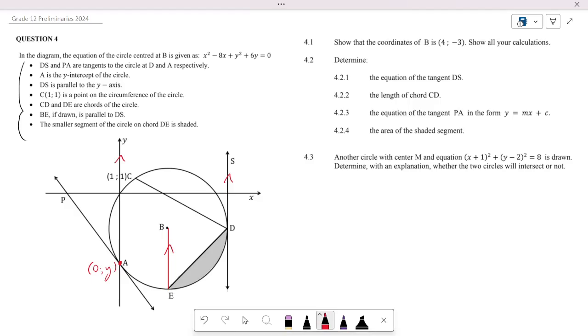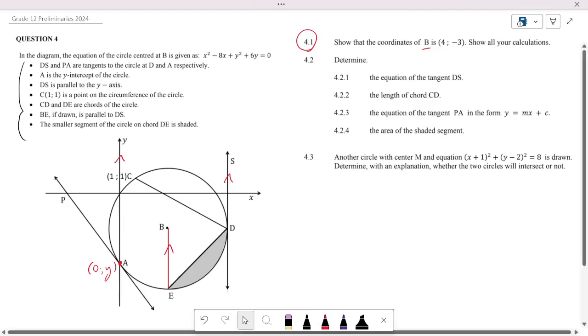So now we have 4.1, right? We've already been given all the information. 4.1 says the following: show that the coordinates of B are 4 and -3, and show all your calculations. This one is a really simple one, so let's do this together. Our goal is to prove that this coordinate is true, and to do that, we are going to do the following.